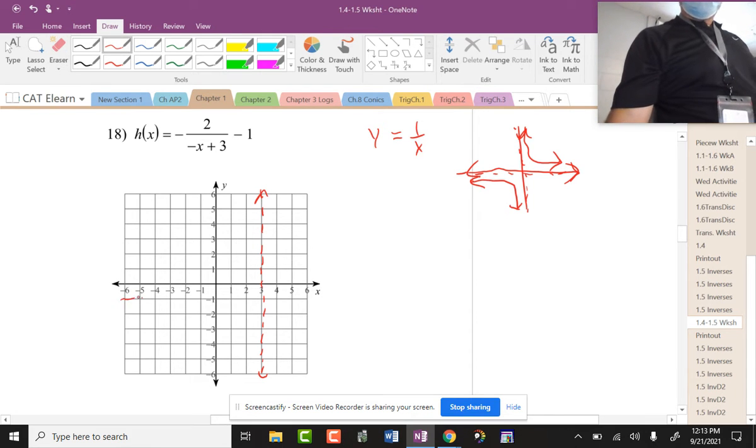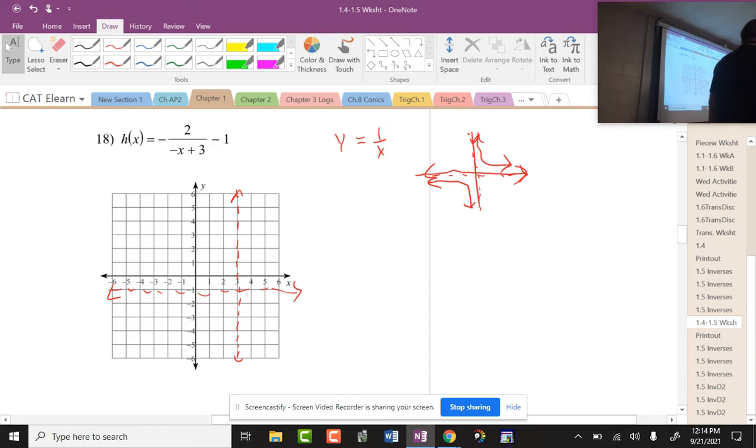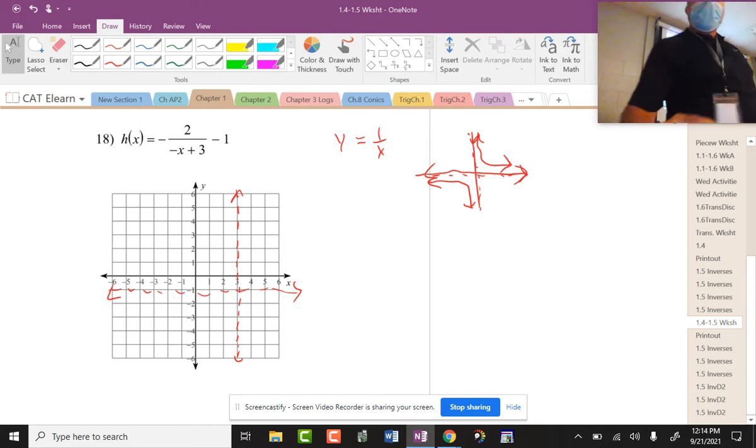It does say state the domain and range. Well, let's do a quick graph of this, and I could do input output. I don't know why we're struggling with input outputs. Negative 4: what's negative 4 plus 3, everybody? Negative 1. What's 2 over negative 1? Negative 2. But it's negative, so what's a negative negative 2? Positive 2 minus 1 is what? 1. That's how you evaluate.